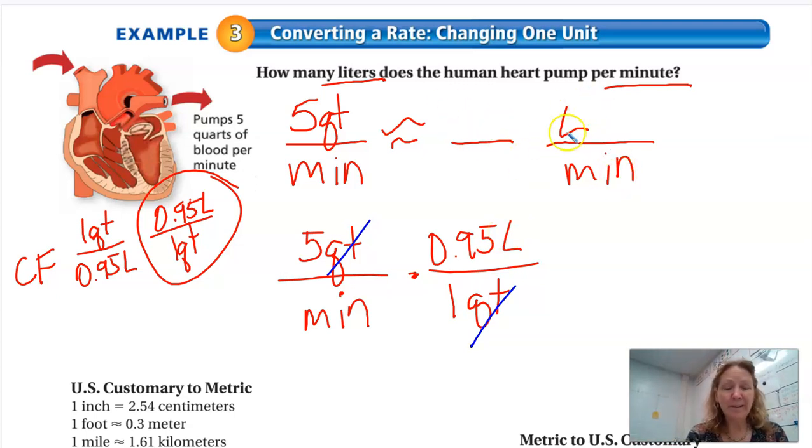I don't know why I put the liters like that. It's approximately 4.75 liters per minute.